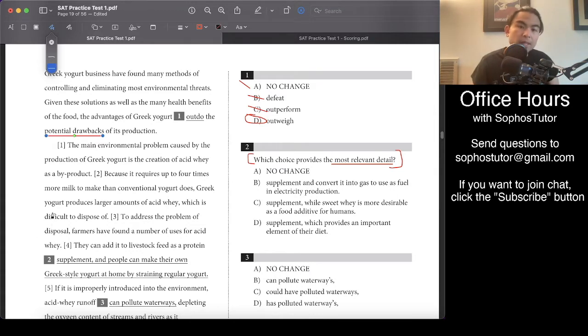So if we keep the detail that's already there, and people can make their own Greek-style yogurt at home by straining regular yogurt, does this sentence name a number of uses for acid whey? Well, we have one use of acid whey, added to livestock feed as a protein. Do we have another use for acid whey? We do not. So, because we don't, this is a hard no.